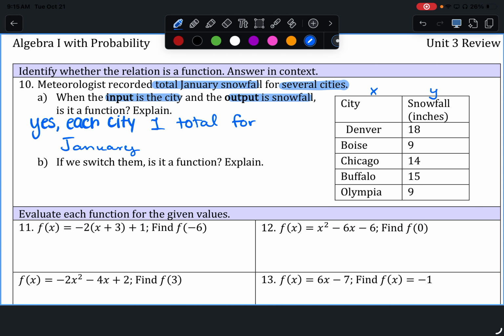Okay, but B says if we switch them. So if we make city the output and snowfall the input, is it a function? Why not? Because of what? Because two cities can have the same total amount of snowfall, right?